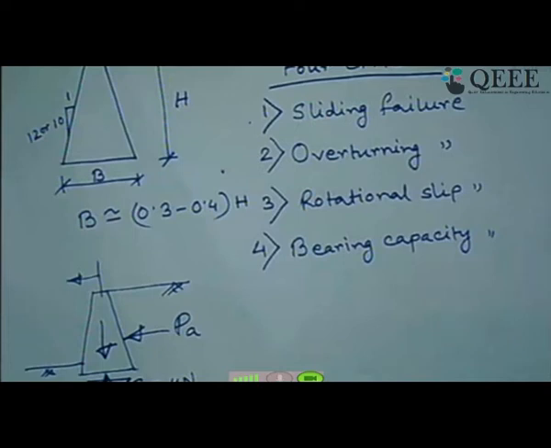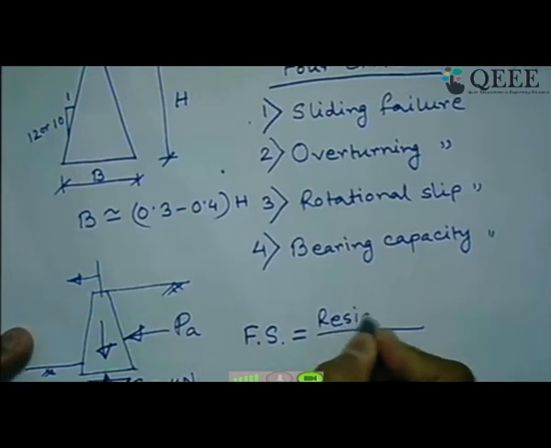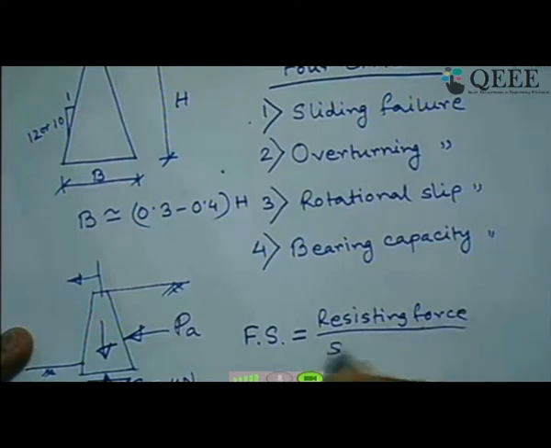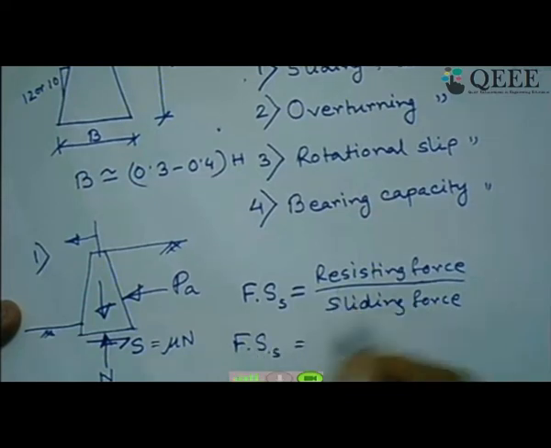So from this you have to make sure that you have some kind of factor of safety with respect to the resisting force to the sliding force. So this is, we call factor of safety with respect to sliding, the first criteria. So here what we get, so factor of safety against sliding, essentially you can write resisting force is nothing but your S force here, and sliding force is nothing but your PA force here.